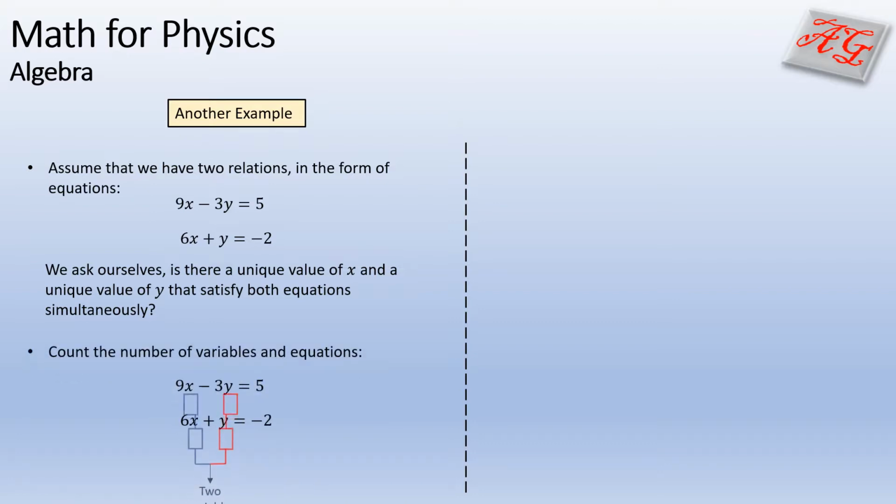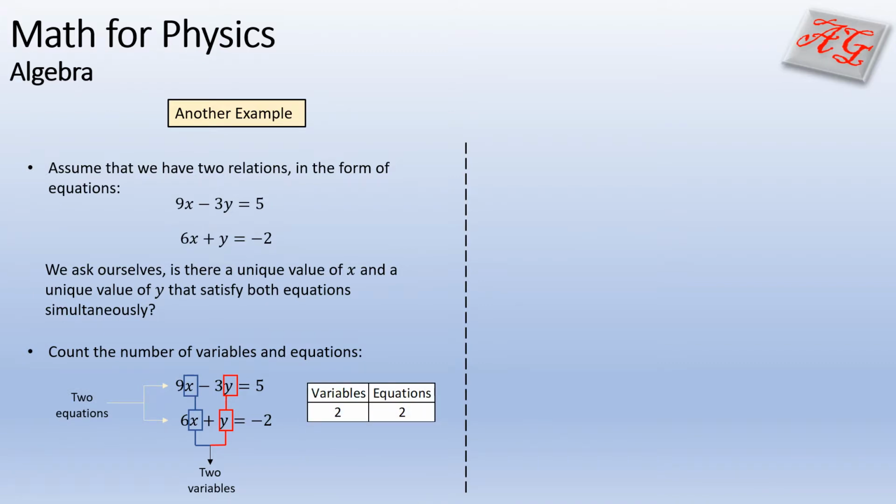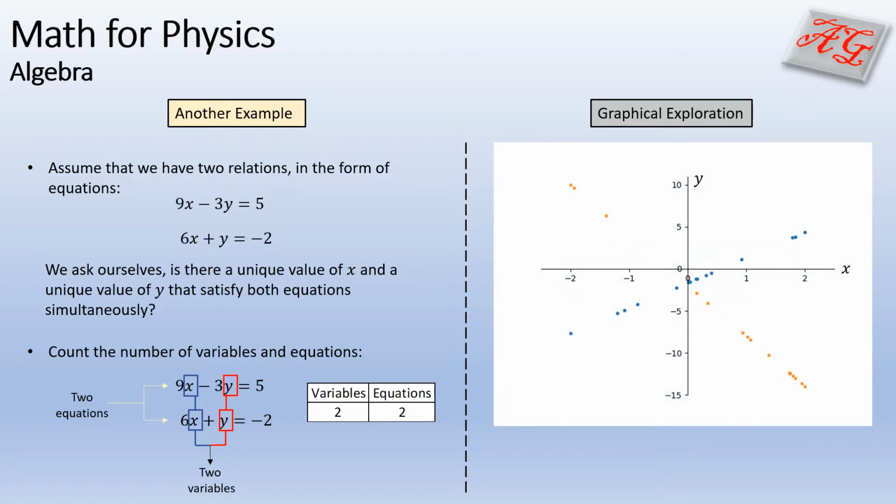So, as in the previous case, let's count the number of variables and equations. And if we do so, we find that there are two variables and two equations. So let's start with a graphical exploration of the problem. And as we did with the quadratic equation, we choose some values of x for the first equation and solve for y such that we get some points and plot them in a graph. And we do the same for the second equation with some different values of x than for the first equation, and we also get the values of y. And again, we plot them on the same axis as we did for the first equation.